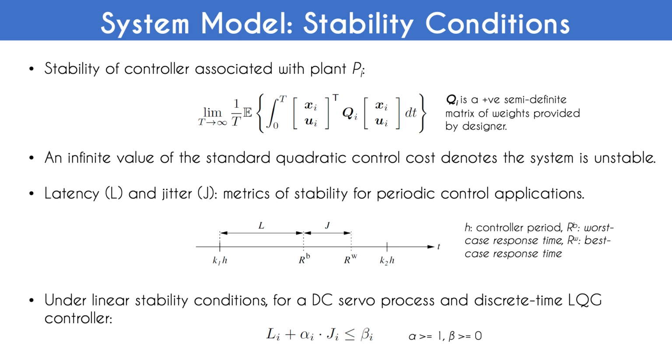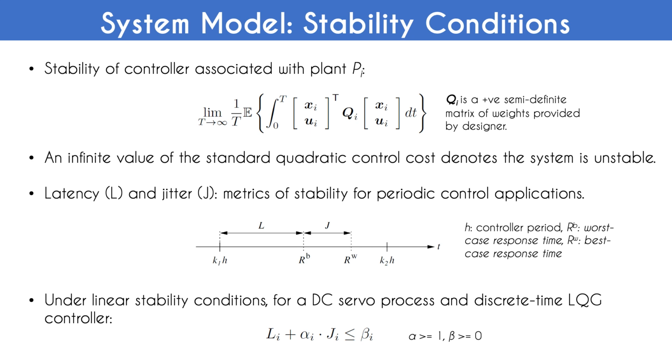And if the value of the quadratic control cost is infinite, then this denotes that the system is unstable. Now, how do we combine the notion of stability with the notion of time? So basically what the authors have shown is that, suppose this is a task with a certain worst case response time and a certain best case response time. So they define latency as the difference of this, and jitter is defined as the difference of the worst case response time and best case response time.